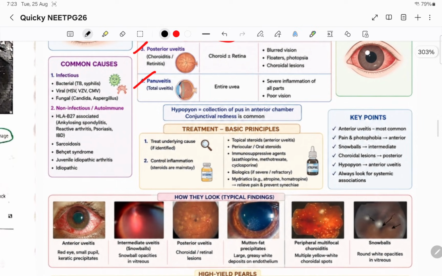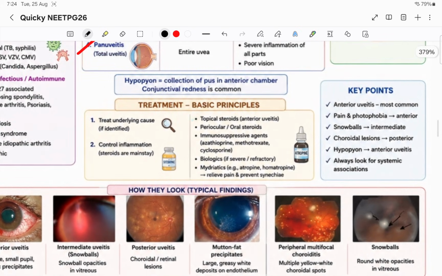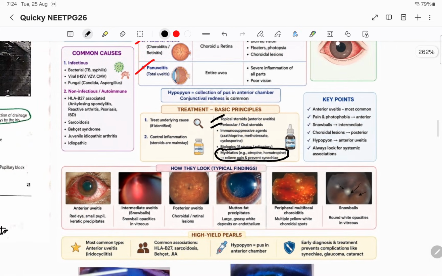Okay, so the mainstay of treatment will be treating the underlying cause. So whatever would have led to the uveitis, we'll treat that first, and then we'll control the inflammation through corticosteroids. Steroids can be topical steroids and oral steroids. Immunosuppressive agents we mostly won't use, and we can also use mydriatics, because there might be some pupillary issues, as the pupil will be very small. Miosis might be happening, so that is why we use mydriatics.